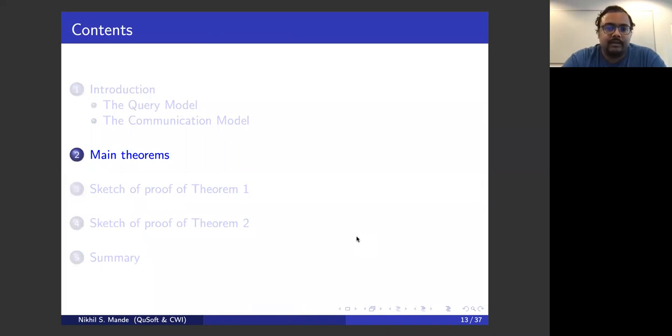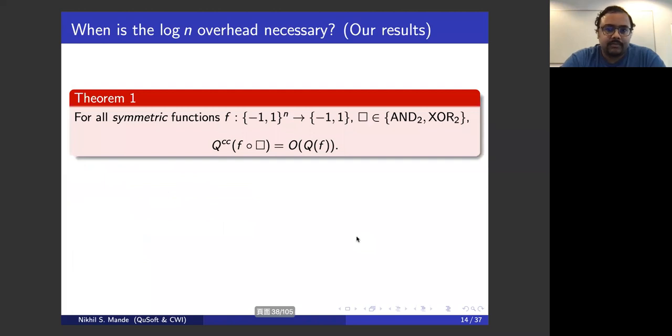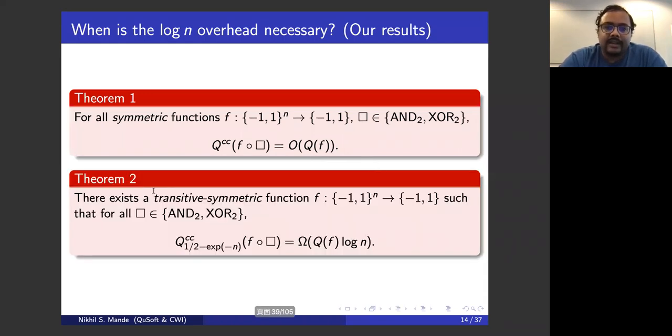And let me state our main theorems here. I'm going to define symmetric and transitive symmetric functions on the next slide. But for now, just believe me when I say that there are two very natural classes of Boolean functions. We say that when the outer function is symmetric, then the log n factor is avoidable. So you can get just a constant factor overhead in the communication complexity of f of square when simulating a quantum query protocol for f. On the other hand, there exists a transitive symmetric function for which this log n factor overhead is necessary.